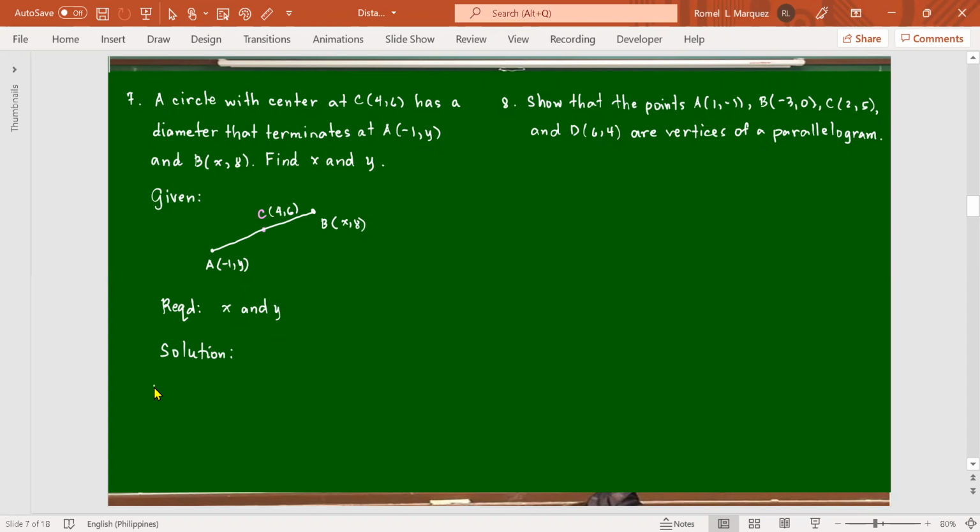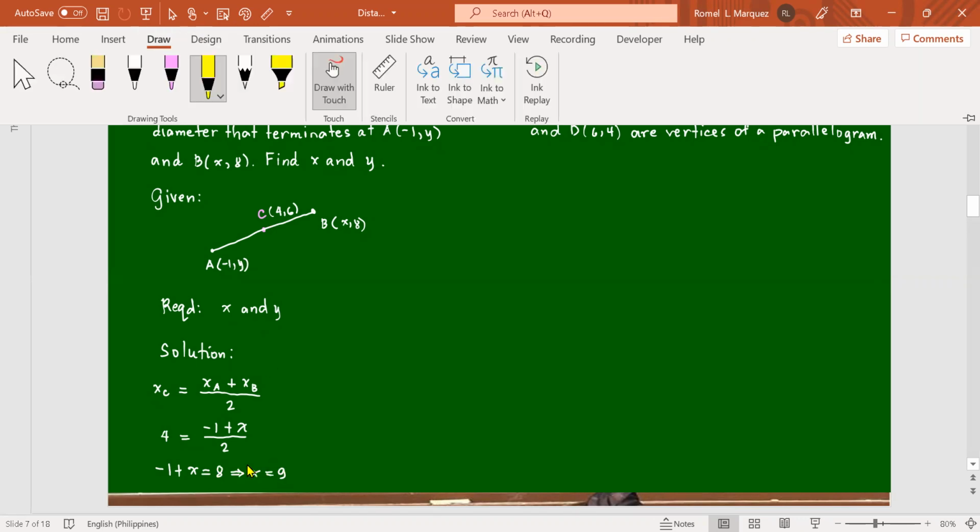So x of the center is equal to what? x of A plus x of B, right? All over 2. Okay. What is x of A? -1. x of B, x, all over 2. And what about x of the center? That is 4. Am I right, guys? Equals 8. What is x? Positive 9. Get it, children?